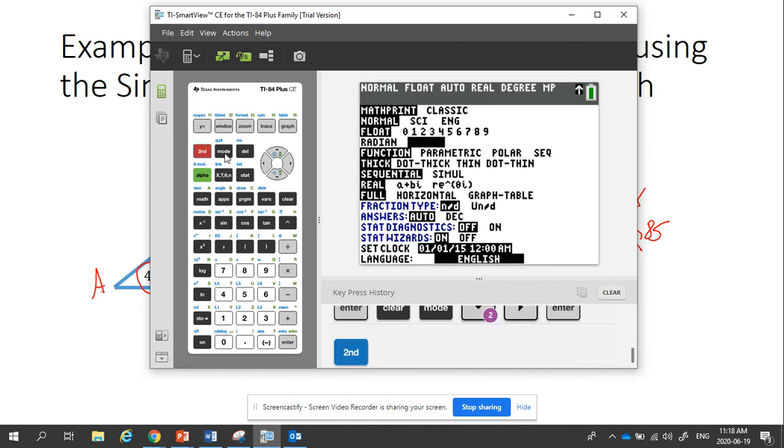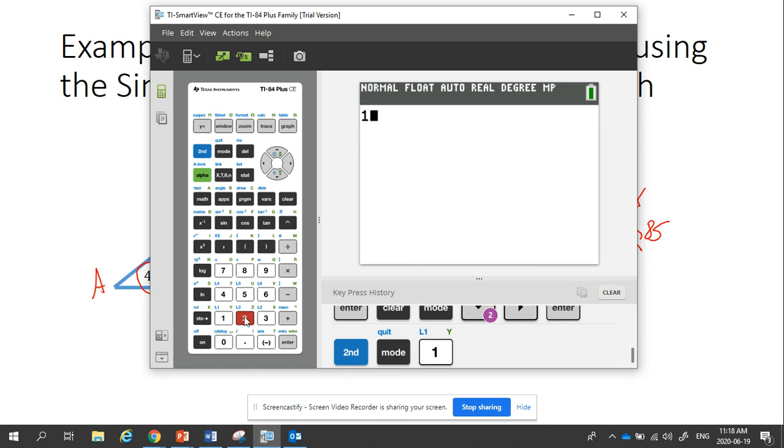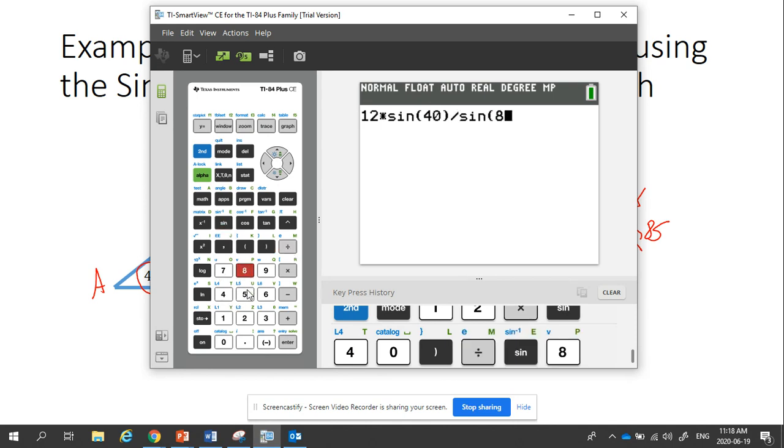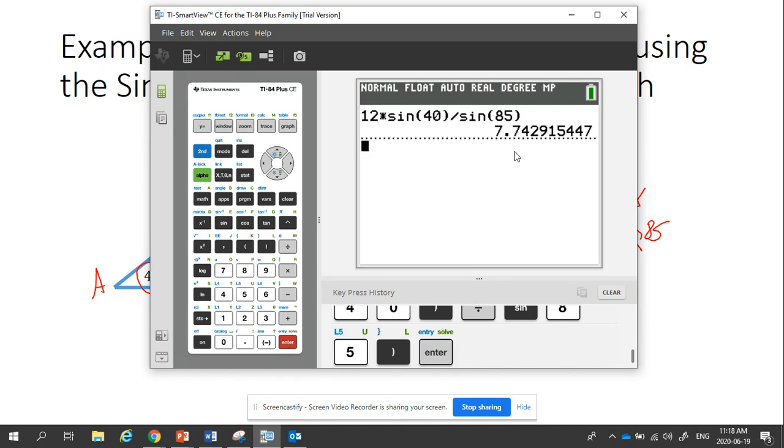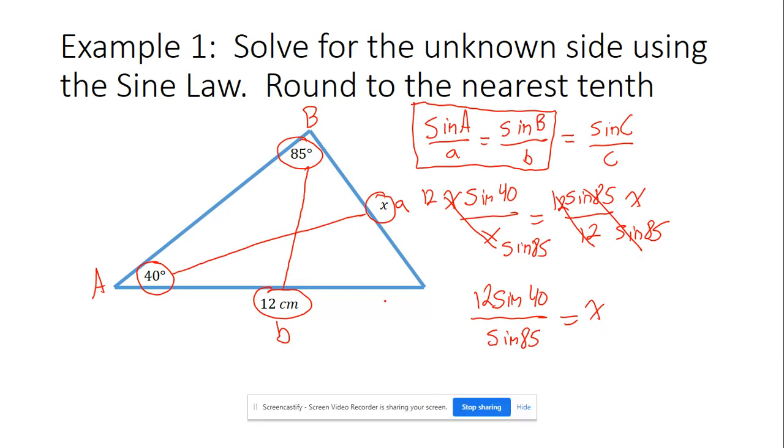So I'll quit out of this, and we had 12 times sine 40, close your bracket, divided by sine of 85, close your bracket, equals 7.7429154447. I'm just going to write this down as x equals 7.74, and that means x equals 7.7 centimeters. I'm rounding to the nearest tenth, which is one decimal place, just like that.